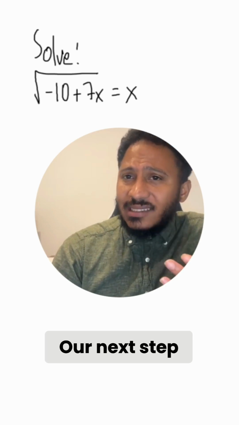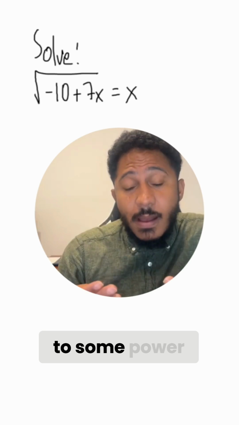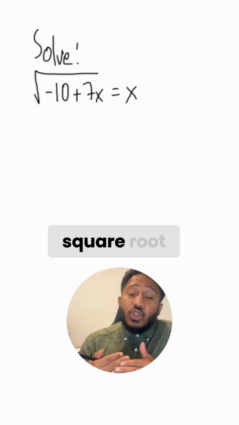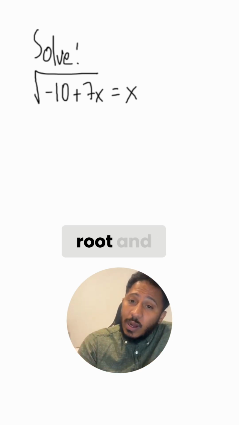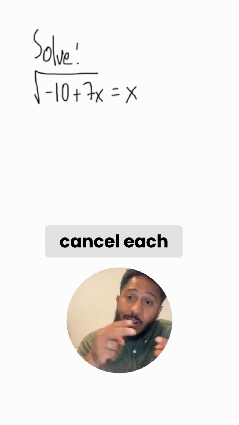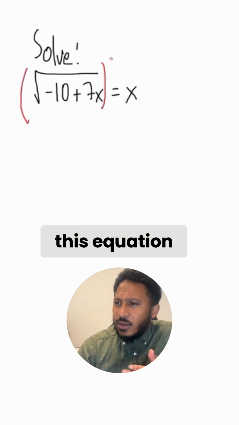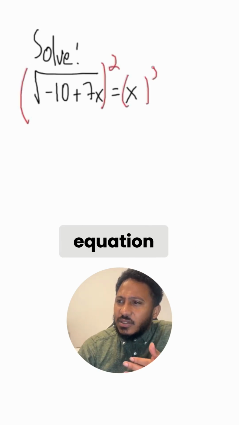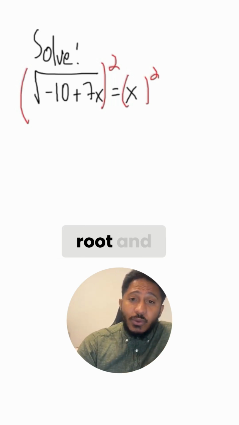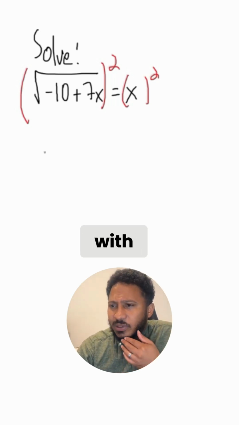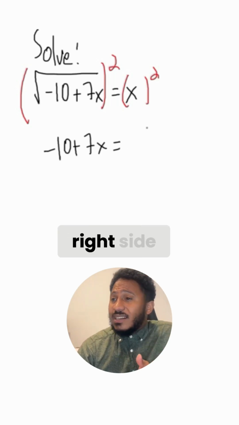All right. Our next step would be to raise both sides of that equation to some power. Now, since this is a square root, we're going to raise both sides to the second power. That square root and raising it to the second power cancel each other out. So in other words, we're going to square both sides of this equation. Now, what that does on this left side is it gets rid of that radical. The square root and the square cancel each other out. So we're left with just negative 10 plus 7x. And then on the right side, squaring this right side, we get x squared.